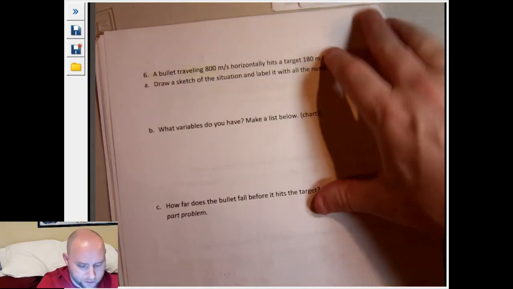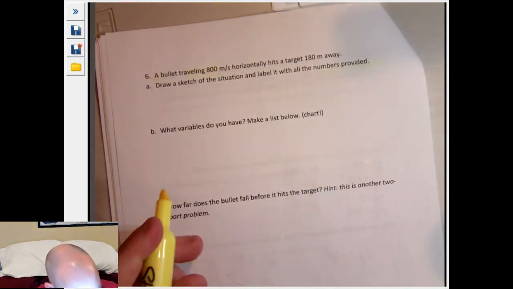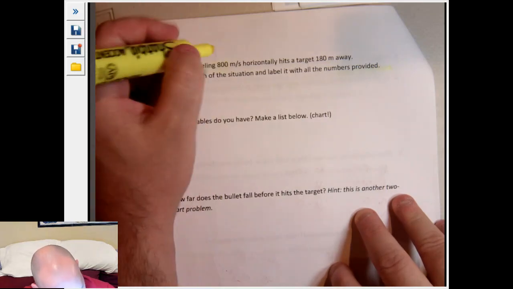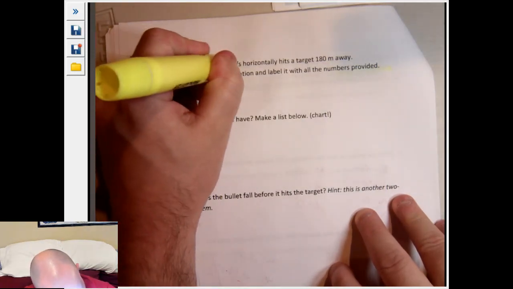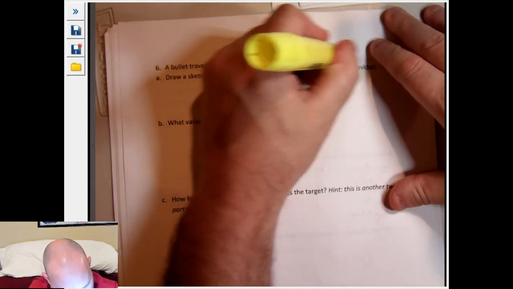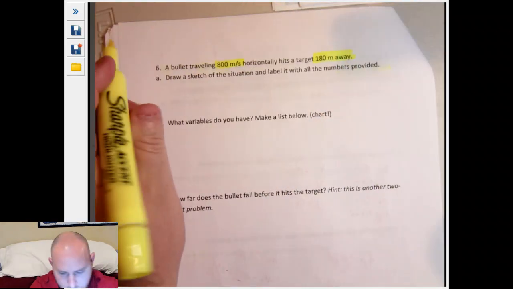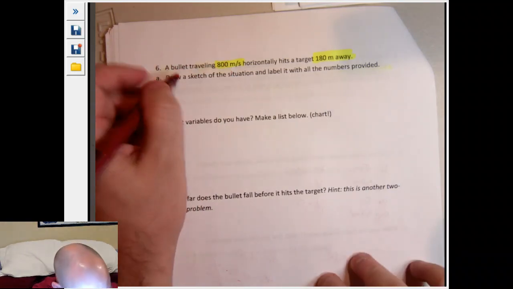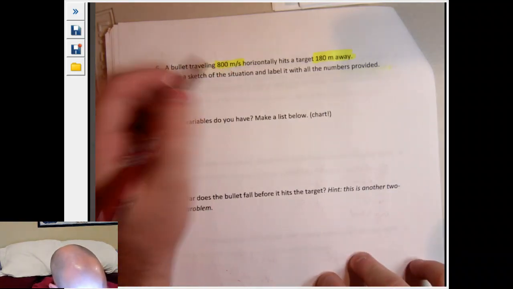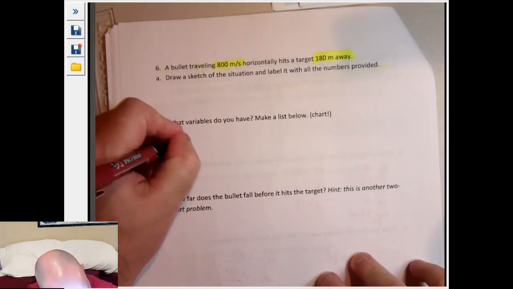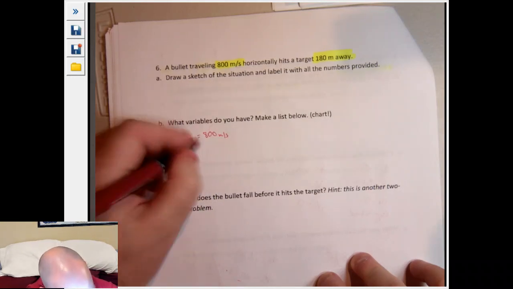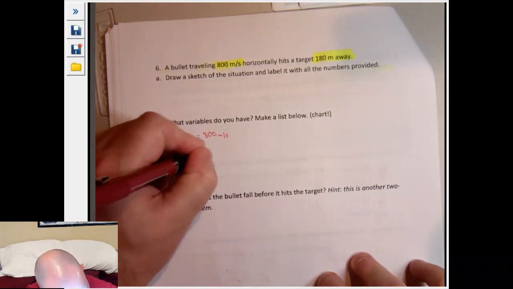All right, a bullet is traveling 600 meters per second horizontally. Why am I saying 600? It's 800. It's not 600. 800 meters per second horizontally hits a target 180 meters away. So I'm highlighting both of those. Now, I know that this is a velocity because it's meters per second, right? It's traveling at this meters per second, so that sounds like my initial x velocity is 800 meters per second. My initial y velocity I know is going to be 0.